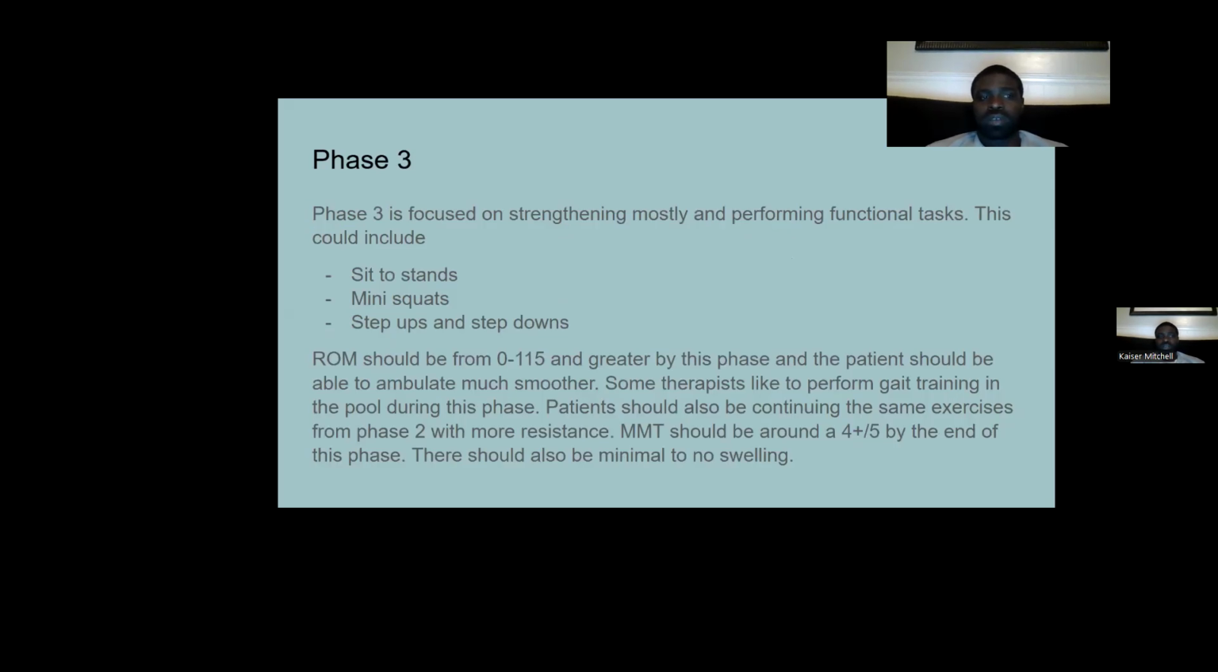In phase 3, you're getting into more functional stuff with the patient. You want to do sit to stands, mini squats, still having them walking. And you also want to really up the strengthening, doing things like leg presses, working on a matrix machine, doing long arc quads, knee extension, and hamstring curls with resistance is really good right here. You want to be able to get that patient to a 4 out of 5, 4+ or 5 on their manual muscle testing.